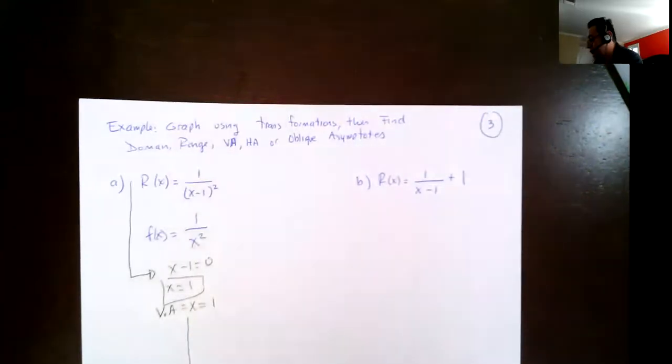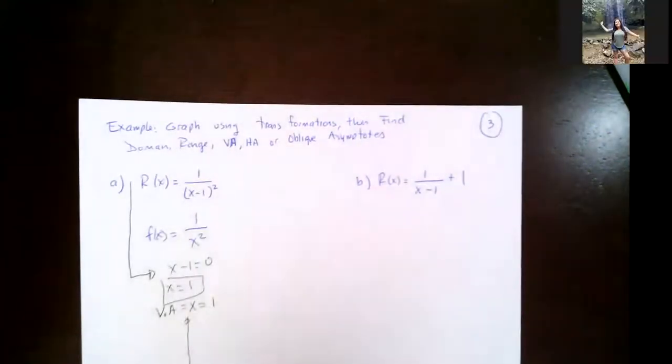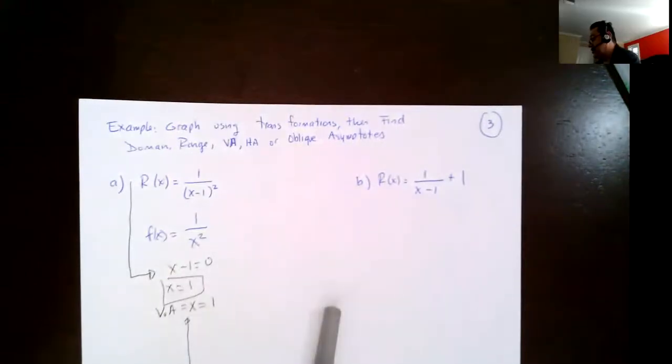X equals 1. Okay. How is it a vertical asymptote again? Remember the steps to find the vertical asymptotes? What we do is we equate the denominator equal to 0 and we solve for x. And that value would be the vertical asymptote.